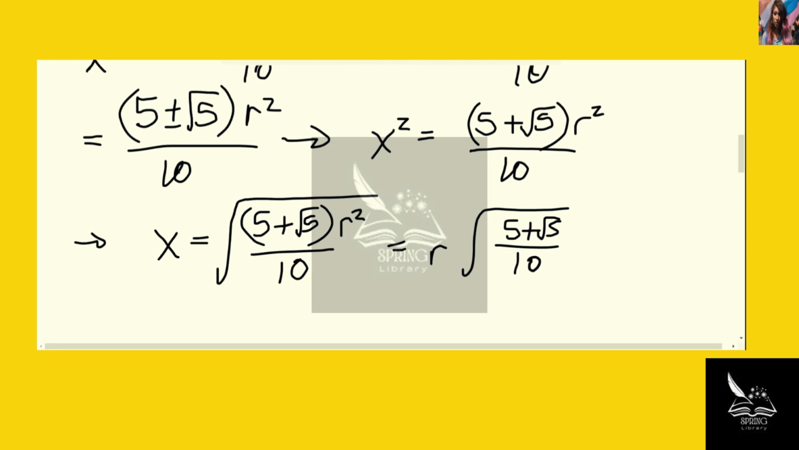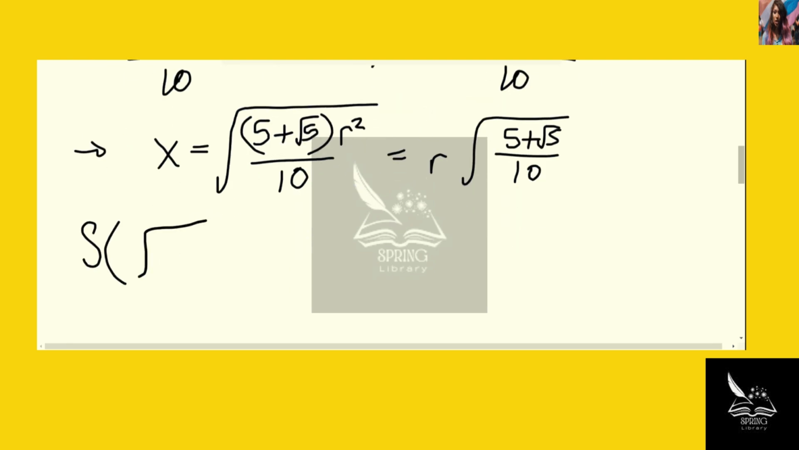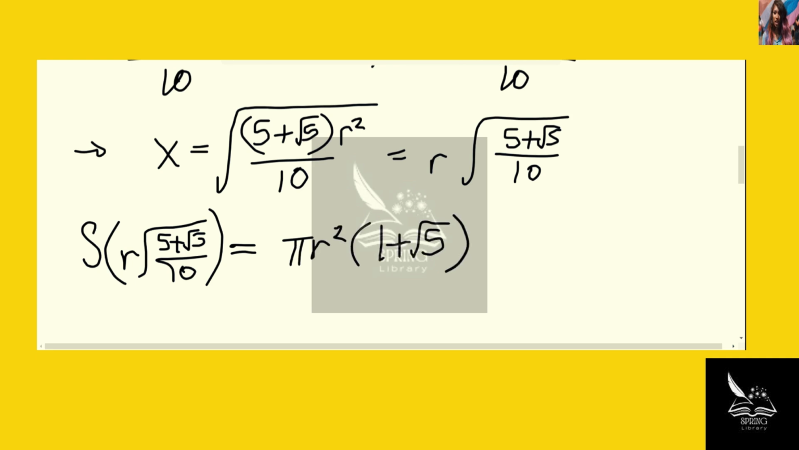Now let's substitute this value of x into our equation for the surface area. So our max surface area is S of r times the square root of 5 plus root 5 over 10. There's a lot of algebra to do here, but this reduces to pi r squared times 1 plus root 5. See if you can find this on your own. Therefore, this is the largest possible surface area of a cylinder inscribed in a sphere of radius r.